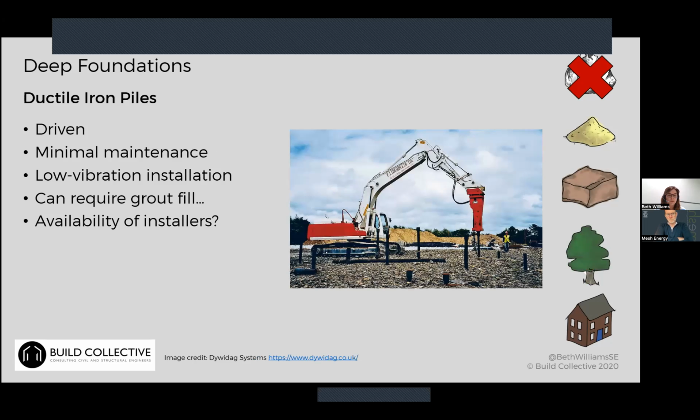Another option, which I quite like, are ductile iron piles. These are a driven pile, and they come in 5-meter lengths, but you can extend them in sections, because the one section drives into the other, and then you just extend your pile length to whatever you need it to be. They're low vibration installation whilst they are a driven pile, so you can install them quite close to existing masonry buildings, which with a lot of driven piles you can't. They're generally hollow tubes, but you can fill them with grout and put a bar down the center if you need some moment capacity from them.